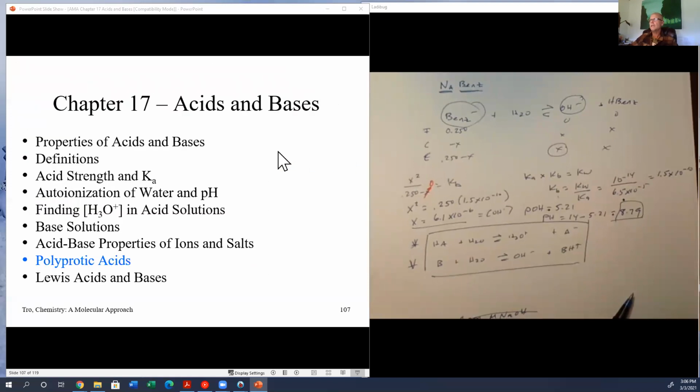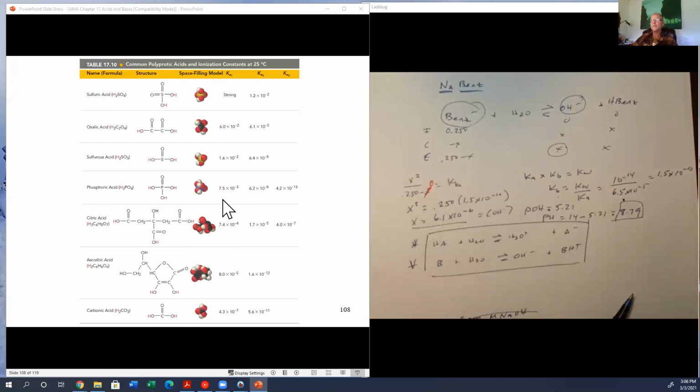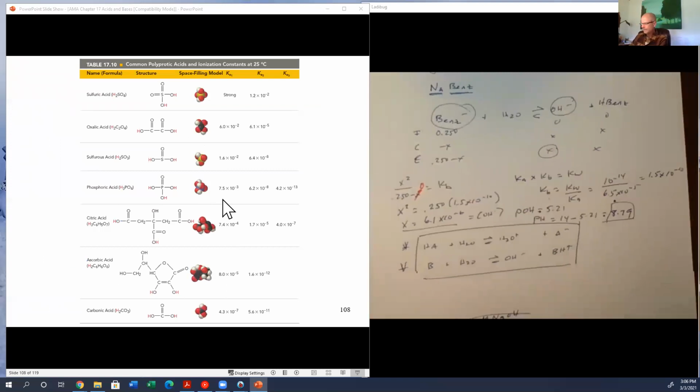Okay. The last Lewis acids and bases I'm not going to cover. That won't be on the exam either. But I do want to talk for a minute about polyprotic acids. So there are some acids that have more than one proton.